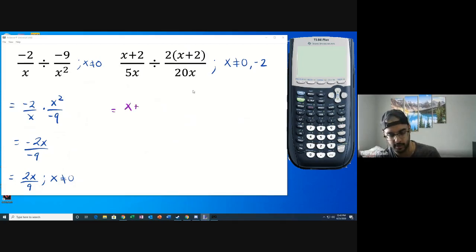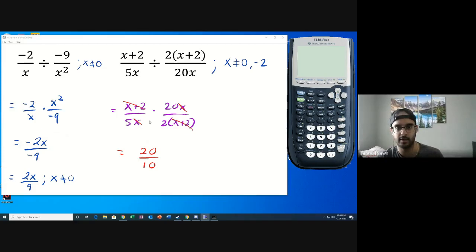So first fraction is going to stay the same. Second one is going to flip over. 2x plus 2, and now we can start to reduce things. So if you notice, you're going to have an x plus 2 being able to cancel out, and an x also being able to cancel out. Okay, so what you're left with is really just 20 over 10, because that's going to be my 5 multiplied with my 2. That one simplifies to being a whole number value, just 2.